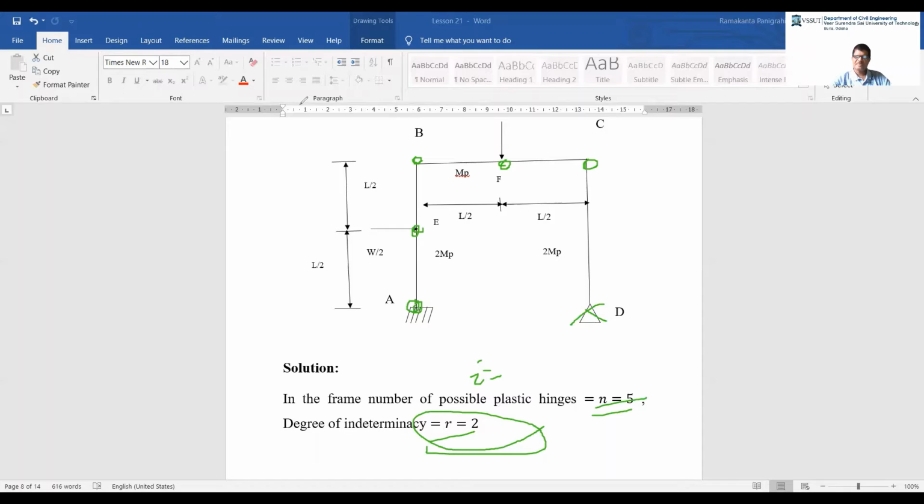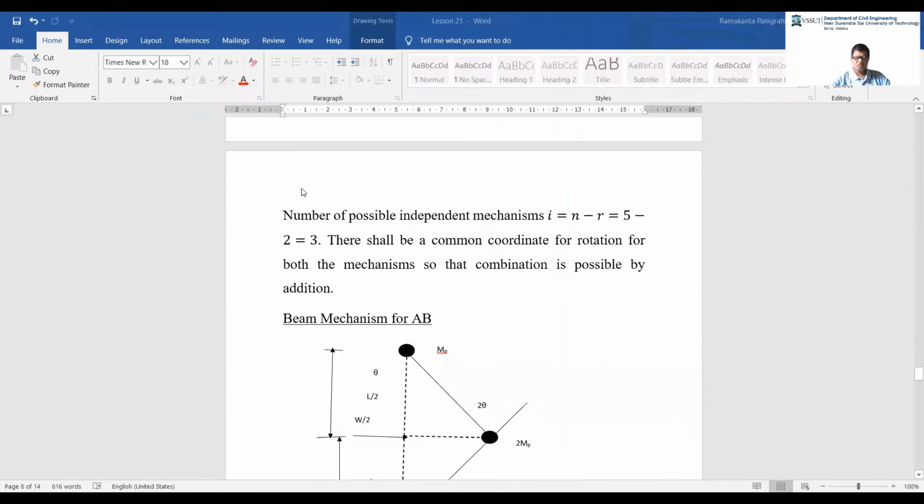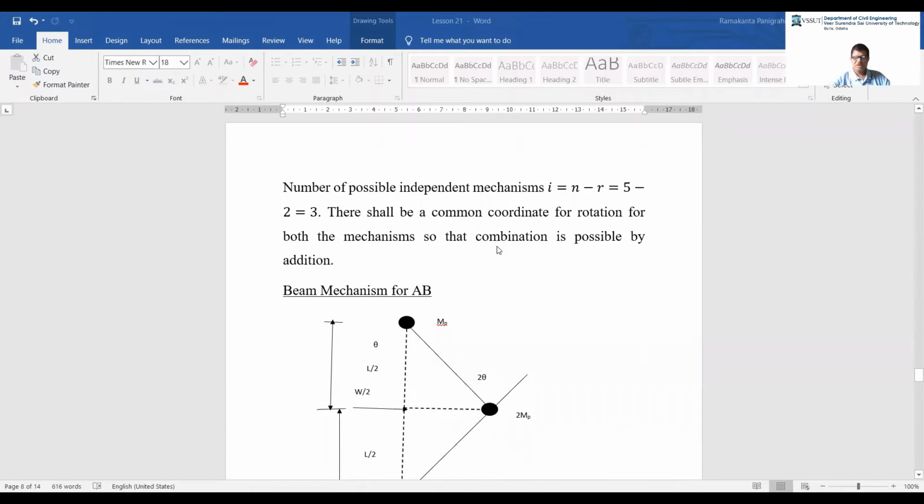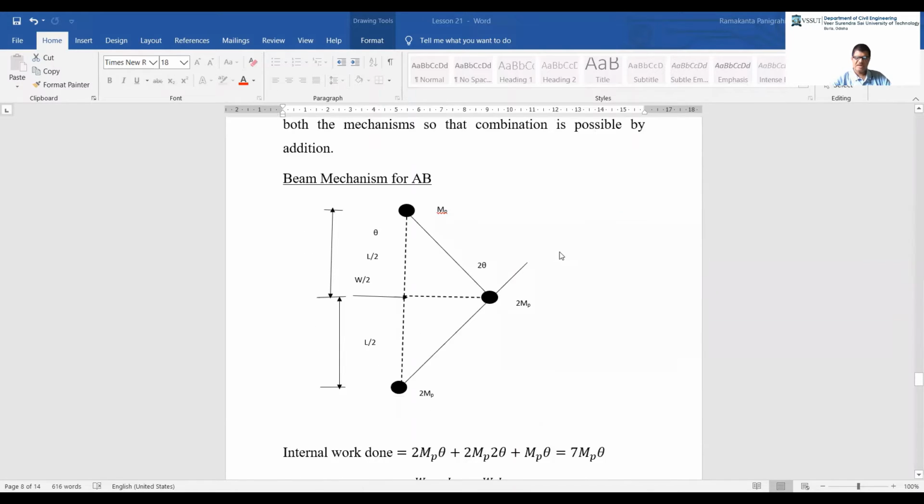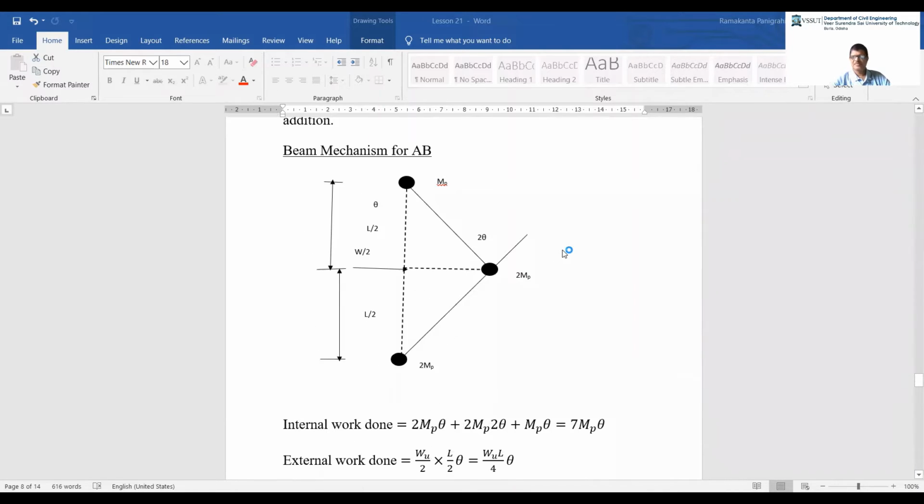Beam mechanism, and also one beam mechanism on the AB. Now in the AB, the load is at the center. So there will be another beam mechanism on the AB, one mechanism BC, then there is the sway mechanism. So you can now add the mechanisms. But as such, there is a common coordinate, as we have discussed, for both the mechanisms, so that the combination is possible. Go to the beam mechanism AB.